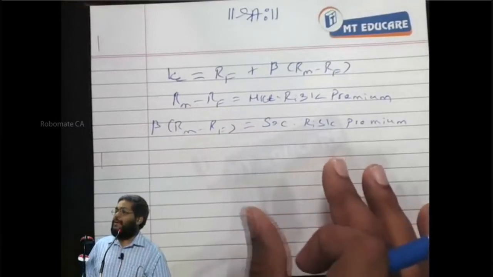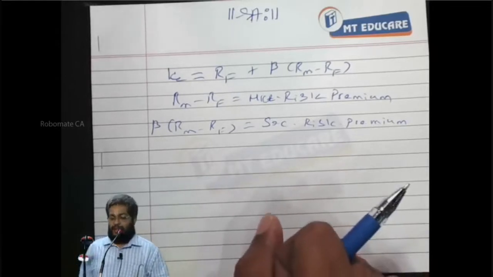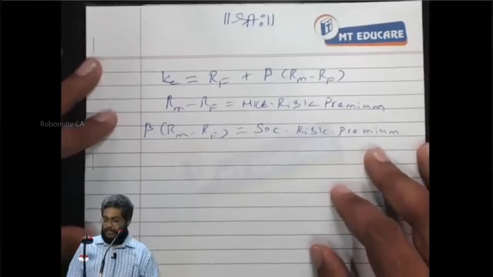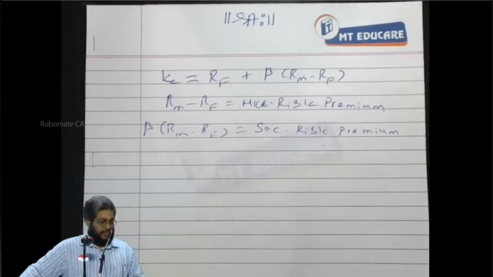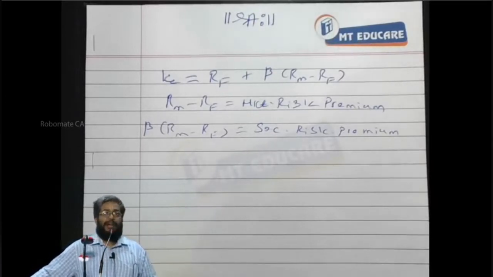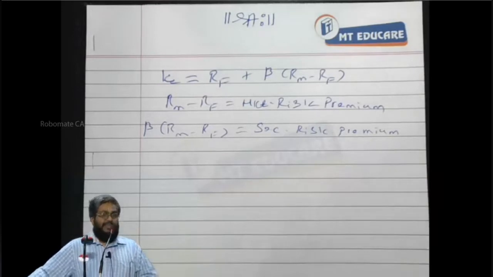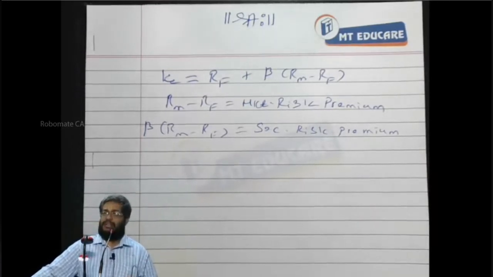Point number 5. What is beta? Point A. Beta measures security risk in relation to market risk.